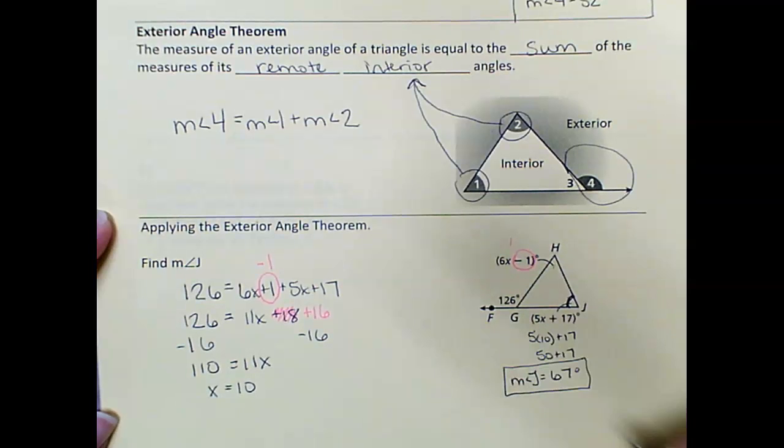Notice the way that I'm writing it. I'm not writing that angle J is 67 degrees. I'm not writing that J equals 67. I'm writing that the measure of angle J, so the actual amount, the number value, the measure of angle J is equal to 67 degrees. I've included my units. This is the full way to write the answer to this problem.